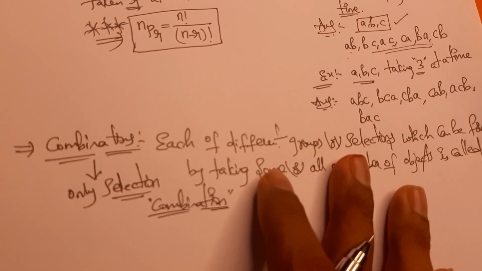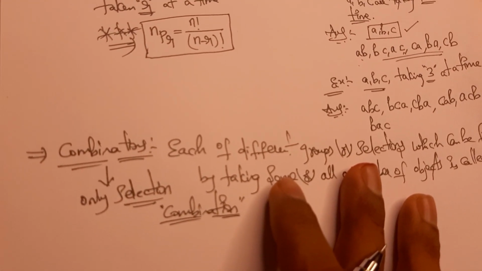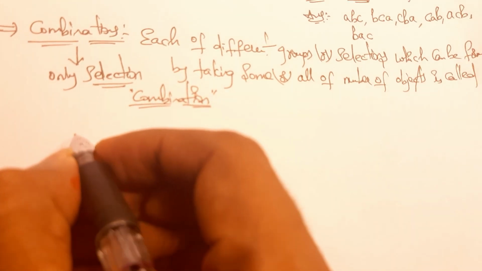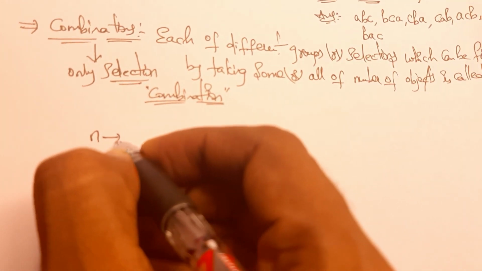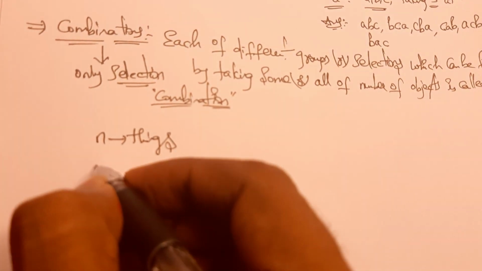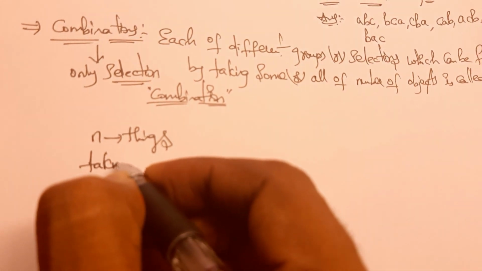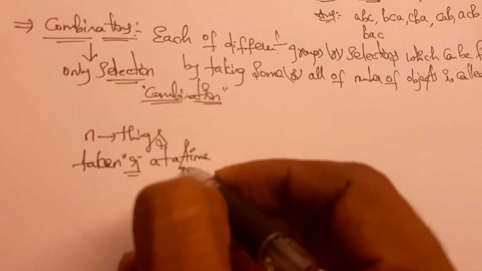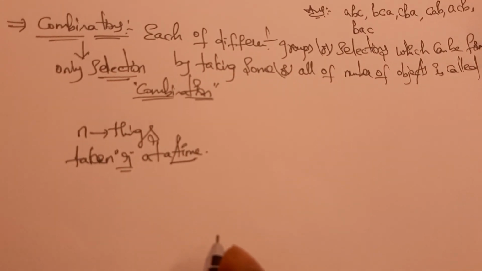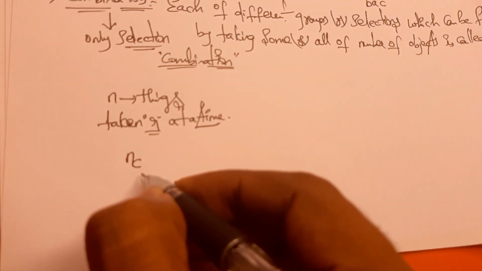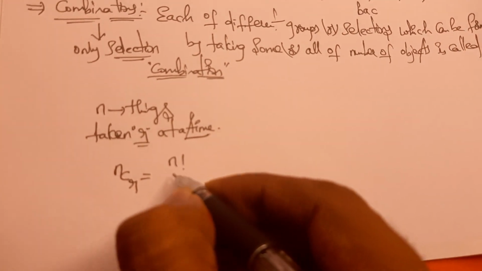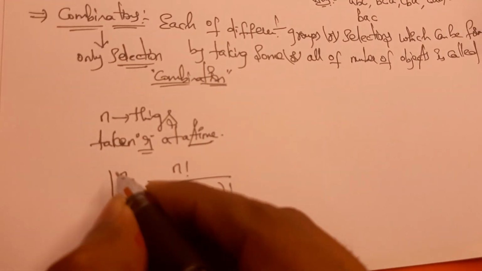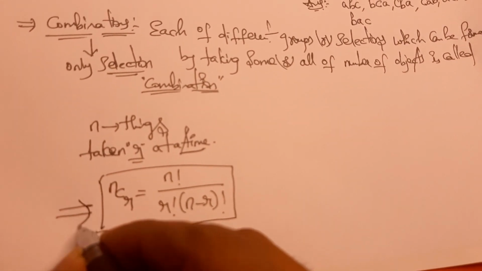Permutations means only arrangement. Combinations means only selection. So let's see the formula for the combination. If you take n things, similar to the before case, n things taken r at a time, then the formula for the combination, nCr, is equal to n factorial divided by r factorial into (n minus r) whole factorial. This was the formula for the combination.